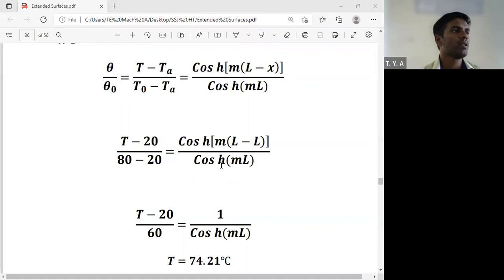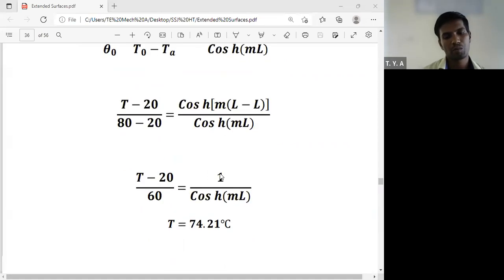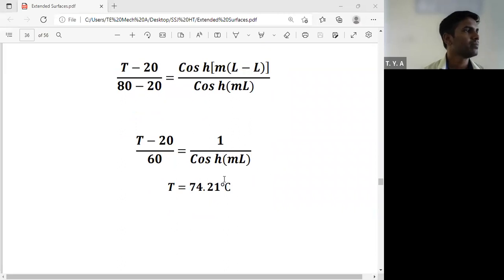Here find out cosh(mL). m is known, L is known. Take the cosh of that, put that value and find out the T. See if you get the answer, check. Everyone got the answer 74.21. Okay.